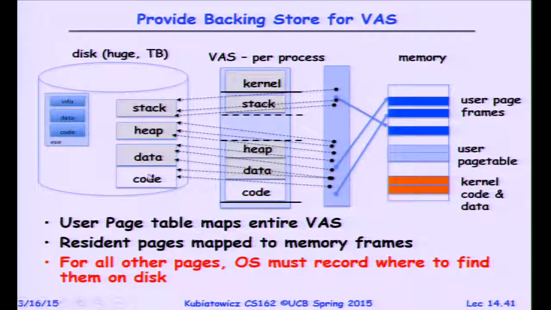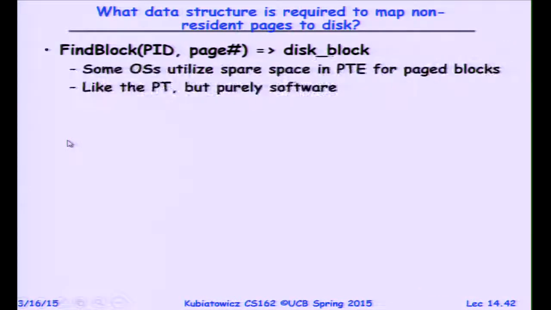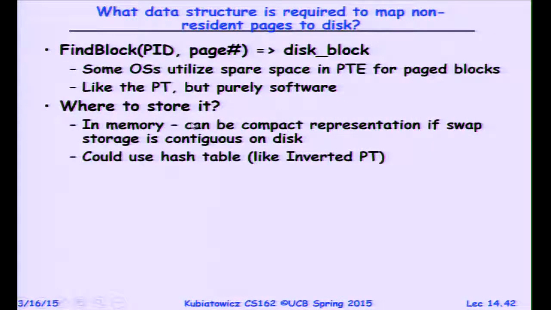Now this code may or may not be copied from the original executable. Clever operating systems actually know where the code is and can pull it off of the original executable. So there's typically a data structure associated with the virtual address space that takes the process ID and its page number and gives you which disk block it's in on that backing store. I showed you last time there's some tricks in the PTE, some spare space you can use to do that. But basically this is like a mini page table.